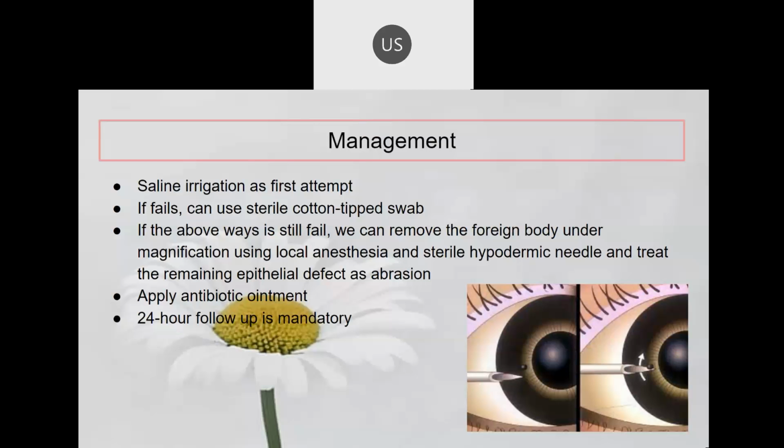And then for the management of the corneal foreign body, the first attempt is saline irrigation. If that fails, we can use a sterile cotton tip swab. And if the above ways still fail, we can remove the foreign body under magnification using local anesthesia and a sterile hypodermic needle, and treat the remaining epithelial defect as an abrasion. So we can apply antibiotic ointment, and a 24-hour follow-up is mandatory. So that's from me.